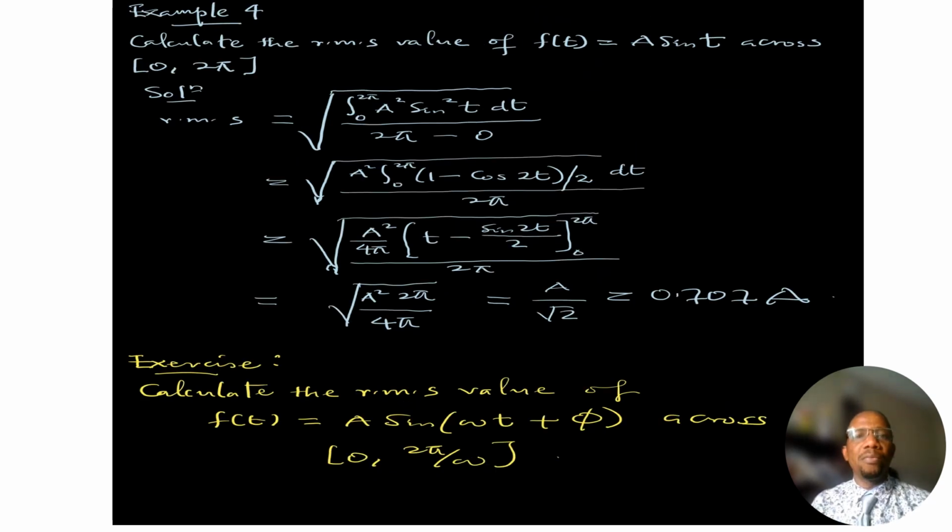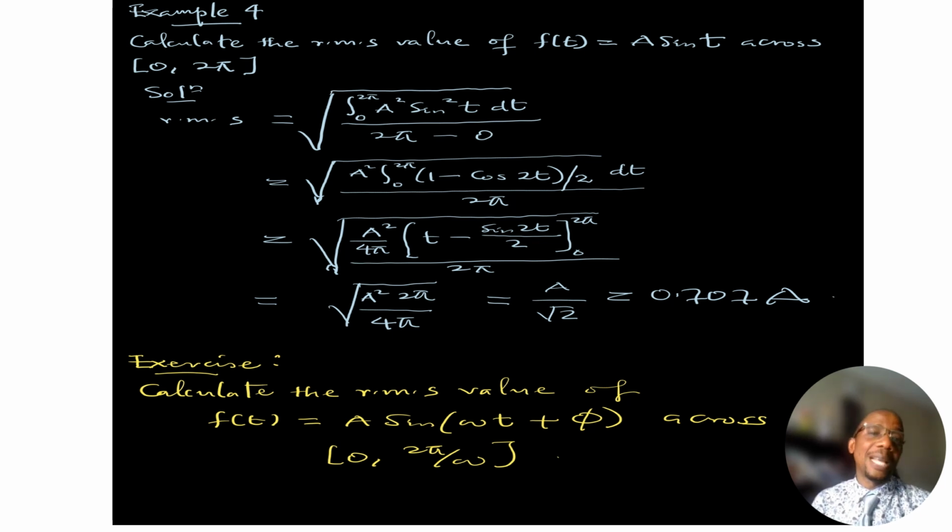Now, example 4, strictly on the RMS value. This second example on the RMS value is f of t equals A sine t across the interval 0 to 2 pi. The limit is from 0 to 2 pi. So this is what we have.